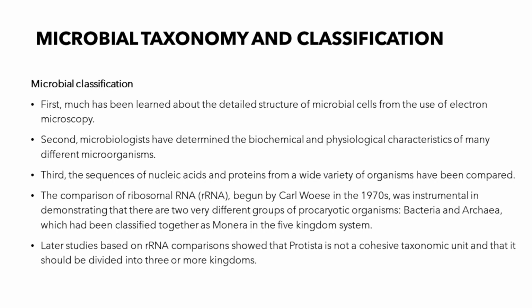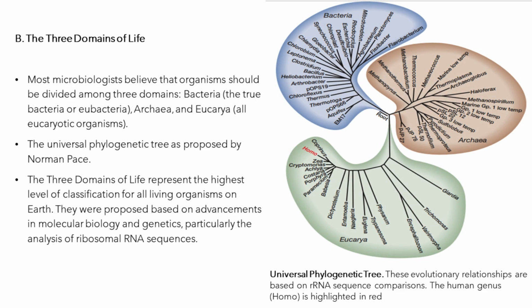Third, the sequences of nucleic acids and proteins from a wide variety of organisms have been compared. The comparison of ribosomal RNA, rRNA, begun by Carl Woese in the 1970s was instrumental in demonstrating that there are two very different groups of prokaryotic organisms, bacteria and archaea, which had been classified together as Monera in the 5 kingdom system. Later studies based on rRNA comparisons show that Protista is not a cohesive taxonomic unit and that it should be divided into 3 or more kingdoms. The 3 domains of life.